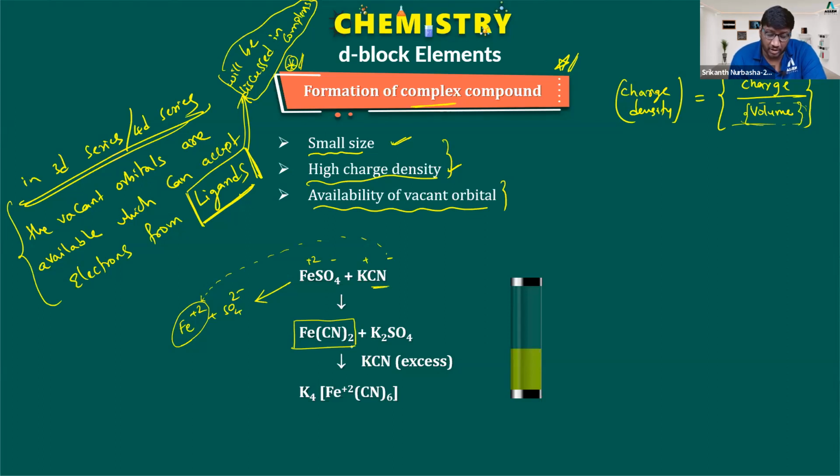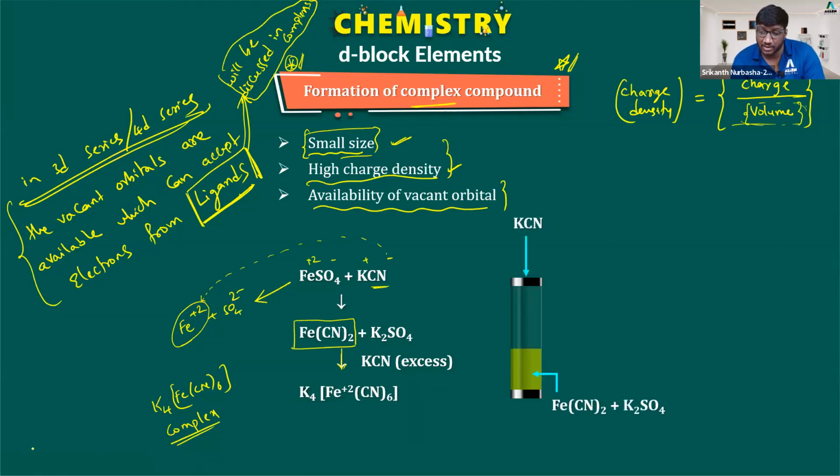This is not a complete complex. This Fe(CN)2 again reacts with the excess KCN to form K4[Fe(CN)6]. K4[Fe(CN)6] is a complex. You all know that this is a complex form. Reasons for this are the small size of the D block element, high charge density, and availability of vacant orbitals.